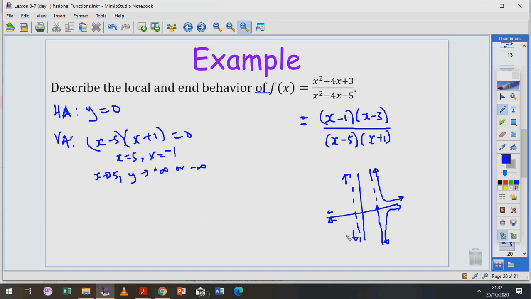So generally, for the end behavior of this curve, I'm going to be looking at the extremities. As x tends to negative infinity, what's happening to the function? It's going to 0. And as x tends to positive infinity, what's happening to the function? It's going to 0 as well. So that's my end behavior that's given to me by the horizontal asymptote. As x tends to negative infinity, the function tends to 0, and as x tends to positive infinity, the function tends to 0 again.